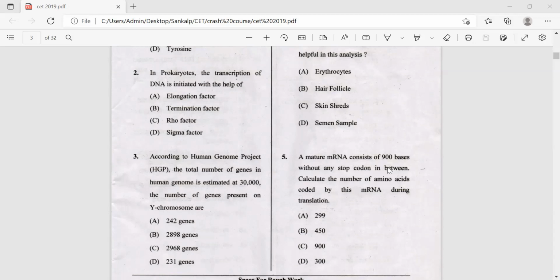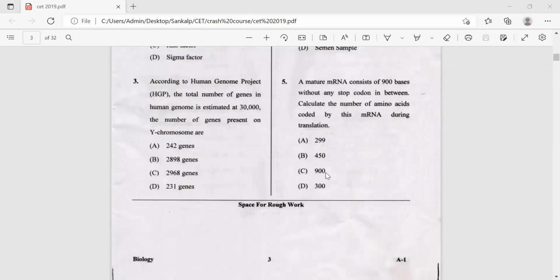Okay, so here it is a common sense question. 3 bases will code for 1 codon, and 3 bases will code for 1 amino acid, we know. So we have 900 bases divided by 3. 900 divided by 3, so what is the answer? 300. So the right answer is given by Sindhu, Kirtana and Janvi. Option D is the right answer. All of you got to know how to calculate.